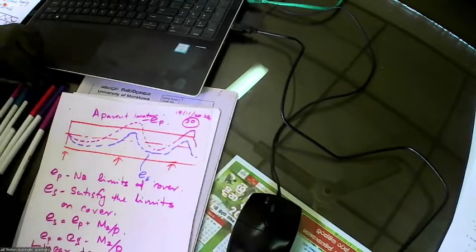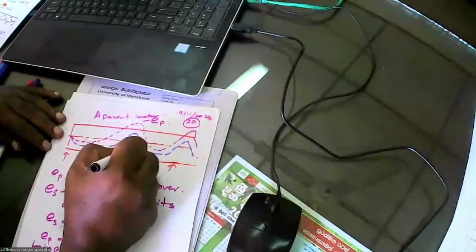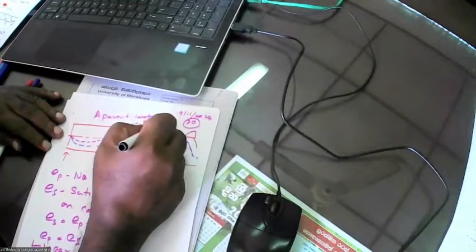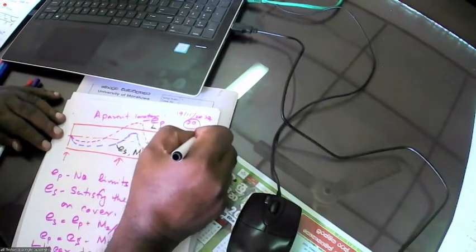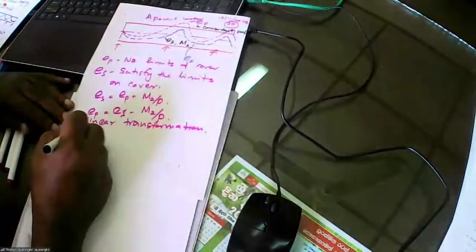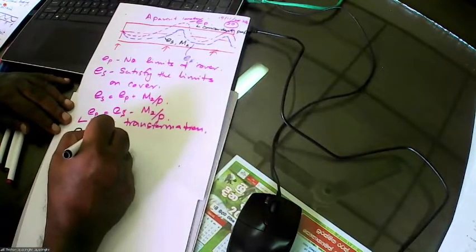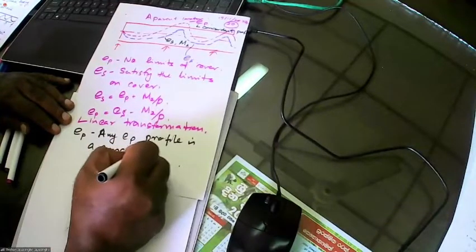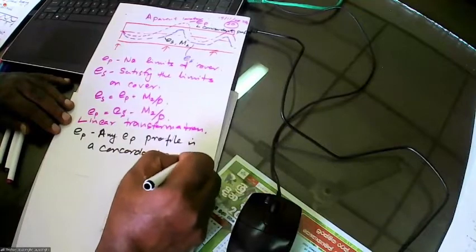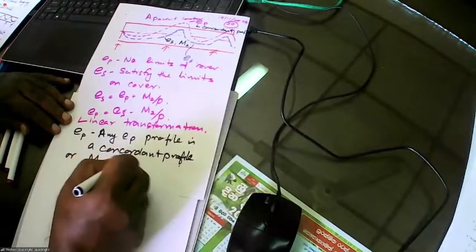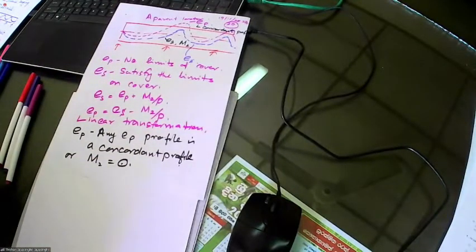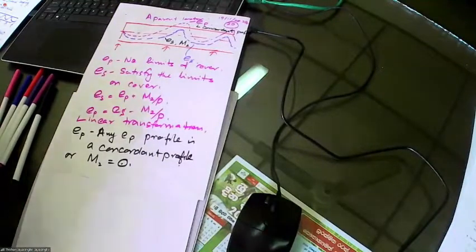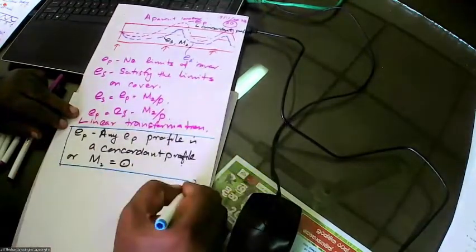And you are to understand this. ES is based on M2. For EP, no M2, because we have removed the M2 component. So any EP profile is a concordant profile. So you have to have a very important statement: any EP profile is a concordant profile, or M2 is zero. And EP need not be inside the section, it can be outside the section. But this is the most important statement. Any EP profile is a concordant profile, and M2 is zero.